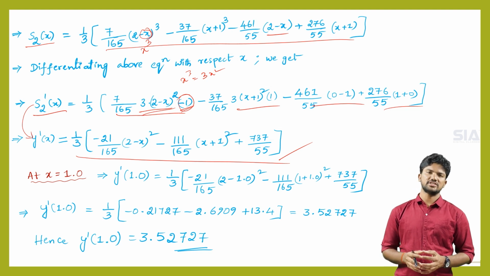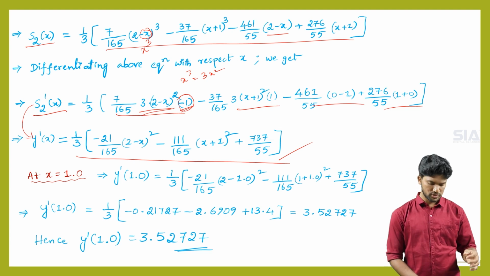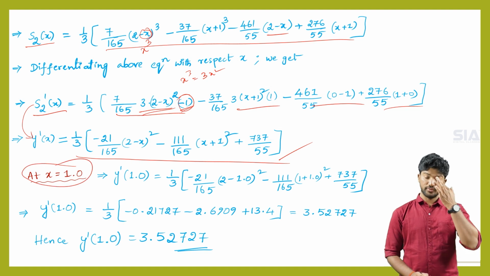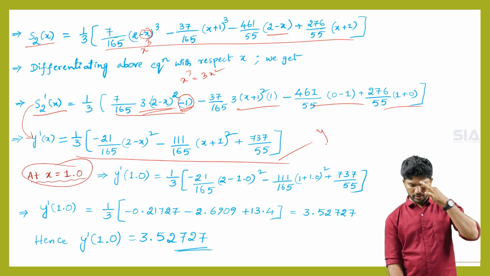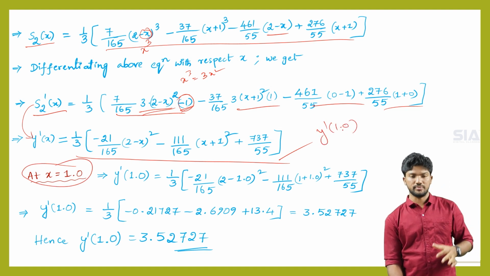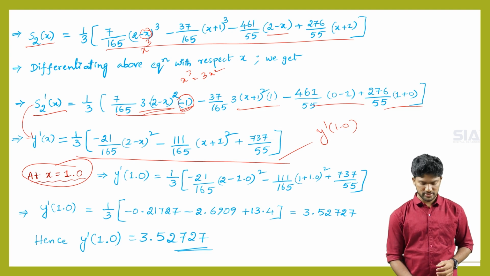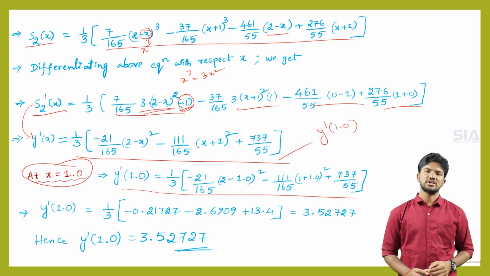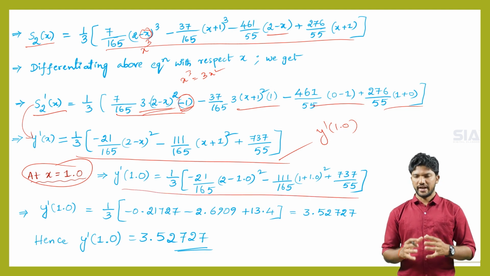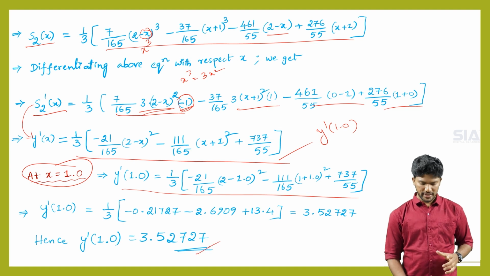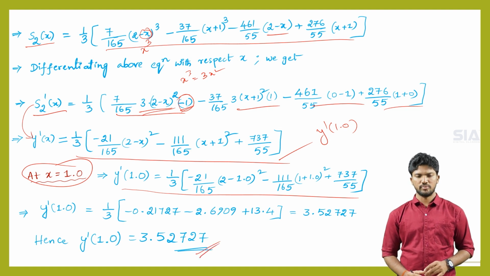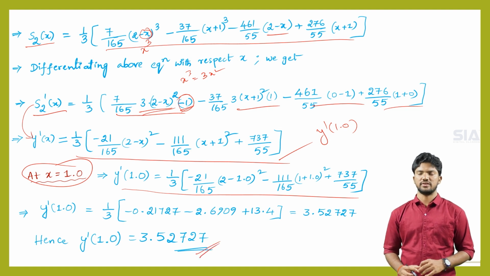After getting that y dash of x, now our aim is to substitute x is equal to 1.0. We have to find the value y dash of 1.0. So therefore y dash of 1.0 is equal to, wherever you have small x, substitute 1.0 and simplify, and you will get y dash of 1.0 is equal to 3.52727.